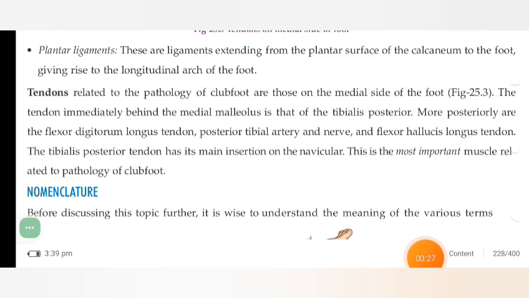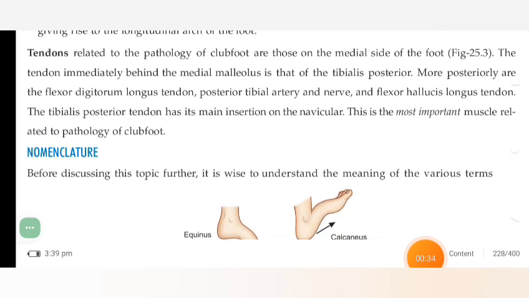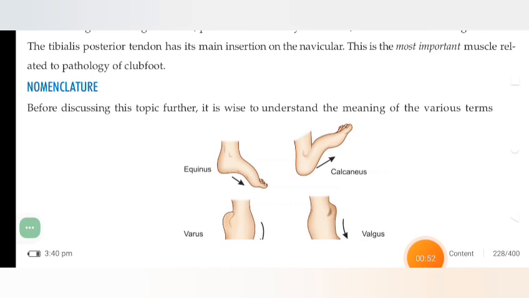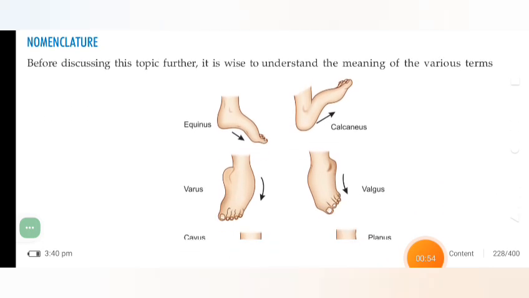The tendon immediately behind the medial malleolus is that of the tibialis posterior. More posteriorly are the flexor digitorum longus tendon, the posterior tibial artery and nerve, and the flexor hallucis longus tendon. The tibialis posterior tendon has its main insertion on the navicular. This is the most important muscle related to the pathology of clubfoot.